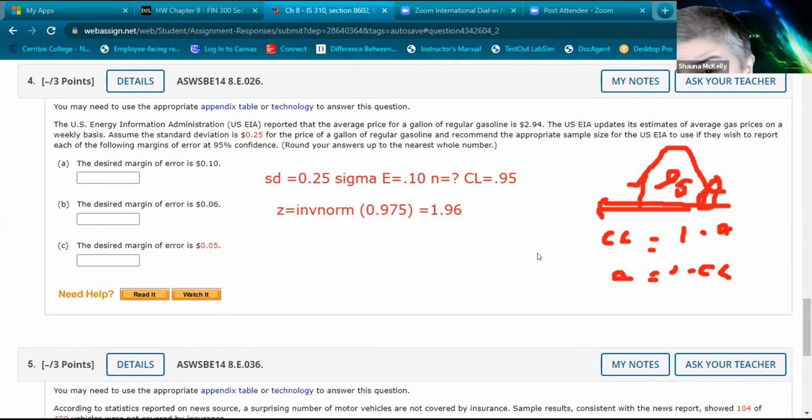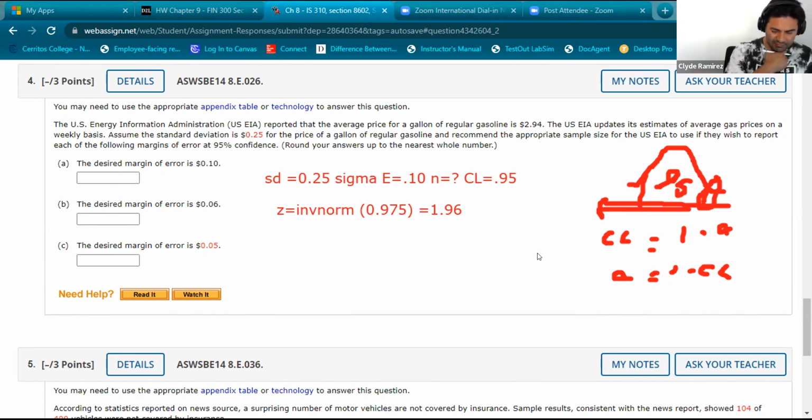1 minus 0.25, Shauna, is that what you said? No, almost. If this is 95 in the middle, then I have 5% to carry on either side, correct? Right. So if I take 5 and divide it by 2, I get 2.5%. But remember that 2.5% is equal to 0.025. Be careful there, okay?